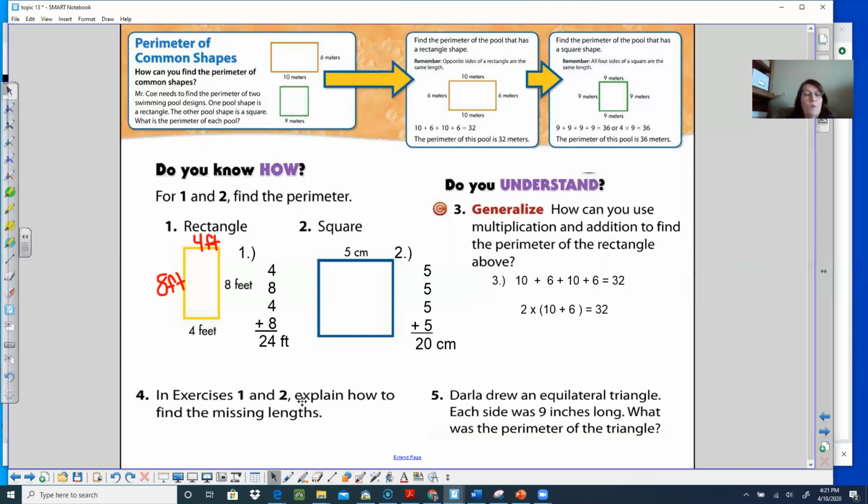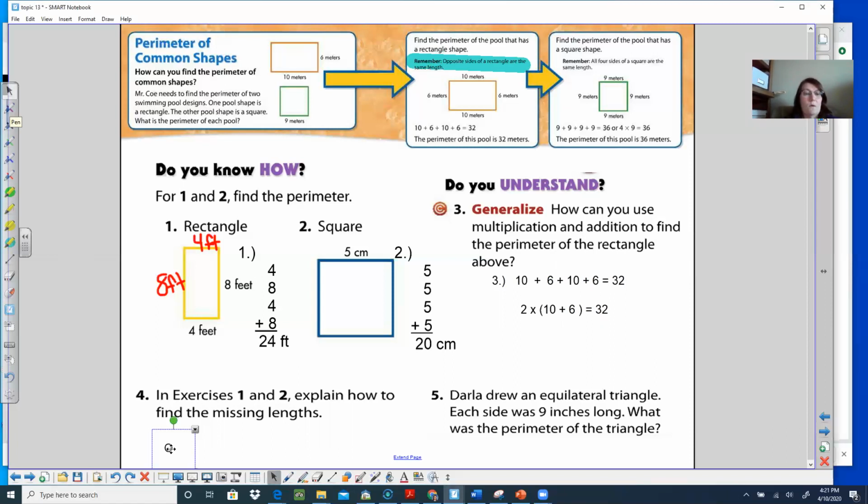Okay, in exercises 1 and 2, explain how to find the missing links. So how did we know to put a 4 there? And how did we know to put an 8 there? So that's that opposite side. So we could look up, did they have it in the little thingy? Oh, there we go. I'm going to highlight it so it pops out at you. So remember, opposite sides of a rectangle are the same length. So that's what we're going to come type down here.